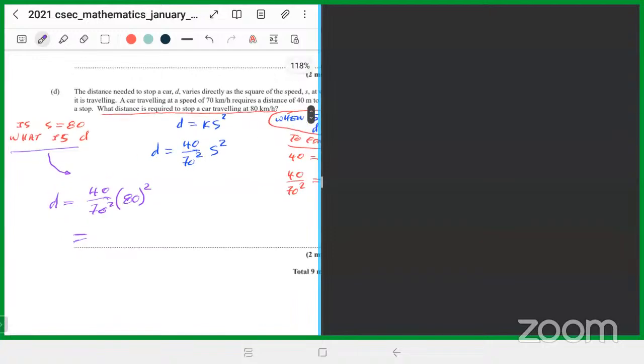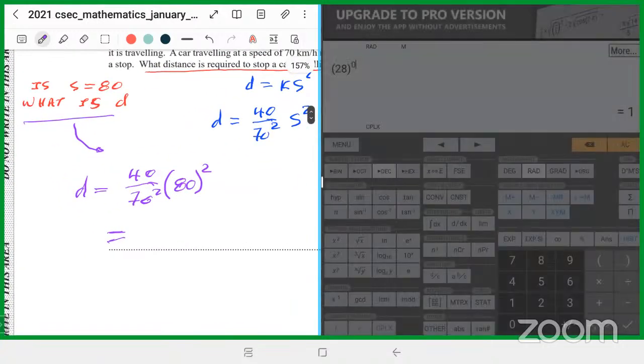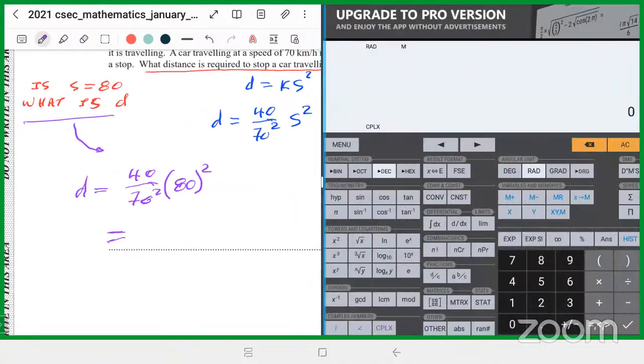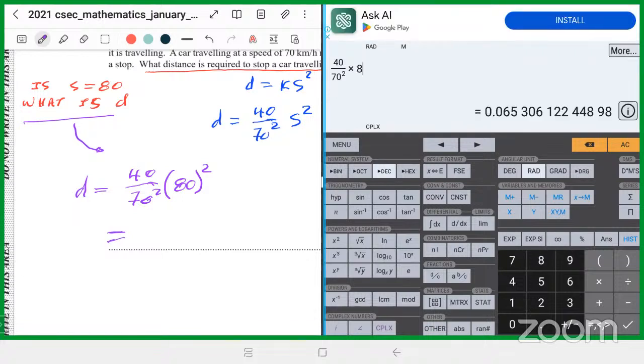Working this one out, I'm going to set it out like this. So I'm going to do a fraction, 40 over 70 squared, and multiply that by 80 squared. And then 52.2. I'm going to give three significant figures for the answer.